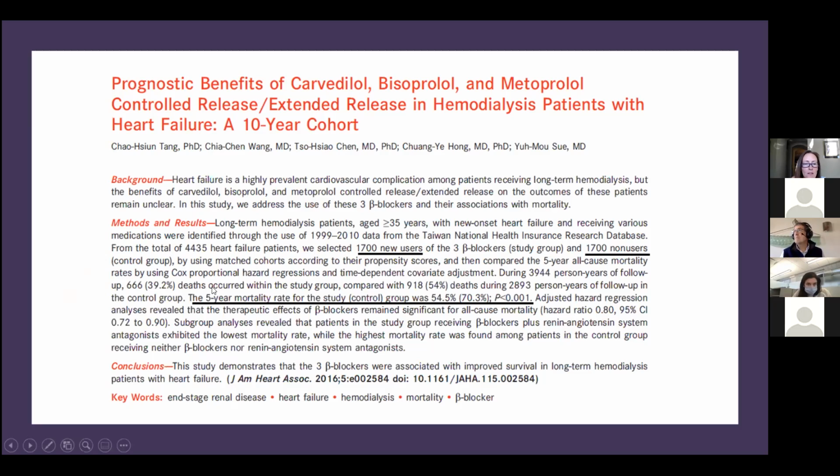mortality. And so their data show that mortality in the study group that got a beta blocker was 54%, and it was up to 70% in the non-beta blocker receiving group, which is kind of similar to the randomized controlled trial, lending plausibility to that.